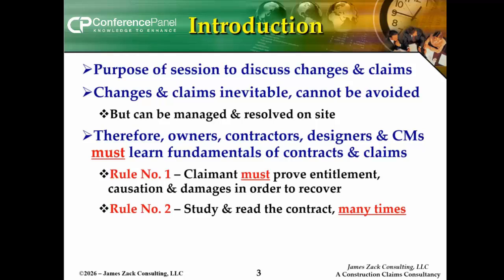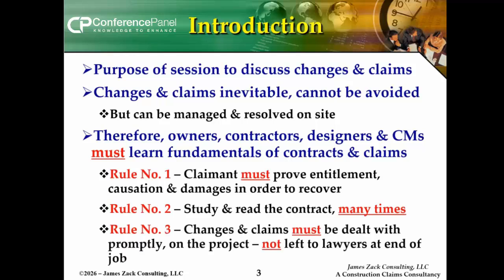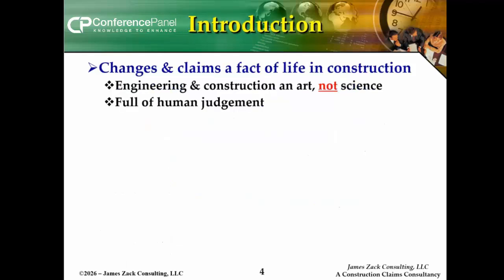You want a time extension because of a change to the structural steel, you don't go to the structural steel spec, you go to the general conditions. And that's what I'm referring to when I say contract. Rule number 3, changes and claims must be dealt with promptly on the project, unless you want to leave it in the hands of lawyers and claims consultants like myself at the end of the job, and that's a very expensive proposition. So, changes and claims are a fact of life, okay?